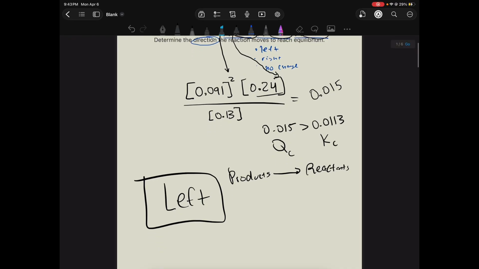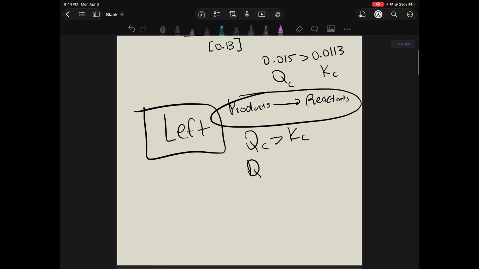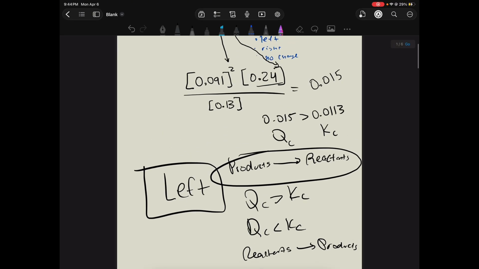Just a quick review over this. If Qc is greater than Kc, that means that it's going from products to reactants. If Qc is less than Kc, that means that it's going from reactants to products. And you find if it's greater or less than by simply plugging in those values there.